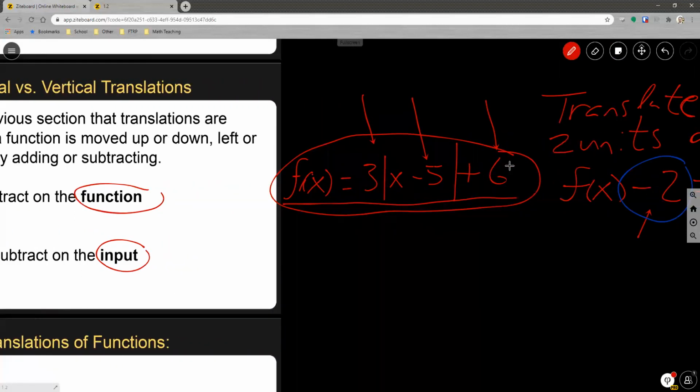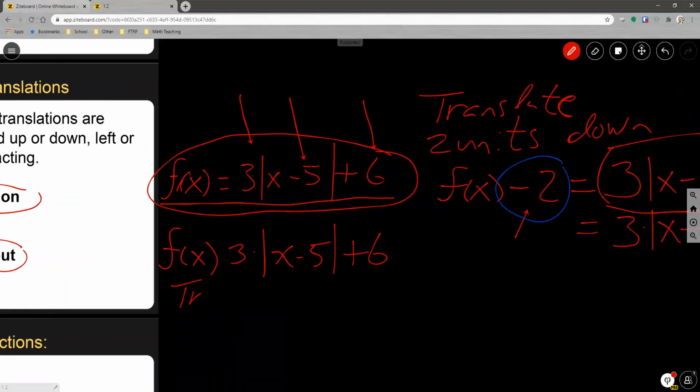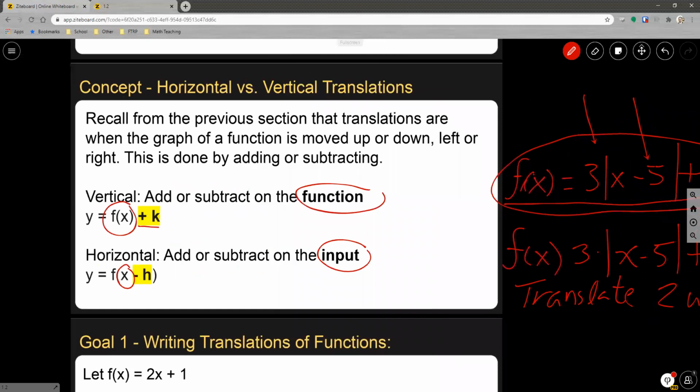Let's say I have the same exact function as before. f of x equals 3 times the absolute value of x minus 5, plus 6. If I want to translate it 2 units to the right, what I can do is subtract some h value from that.